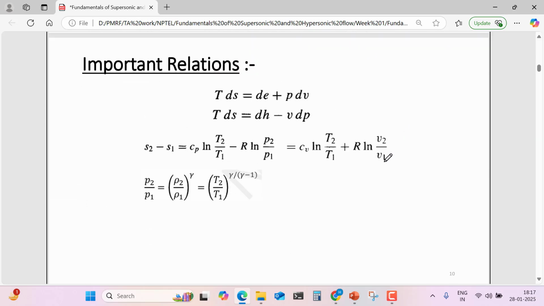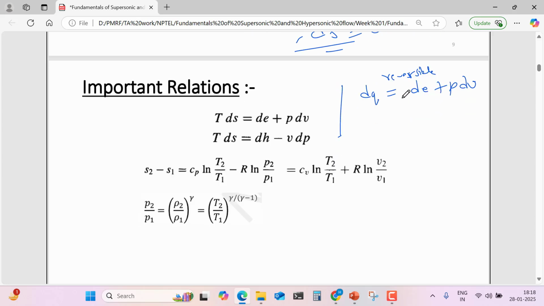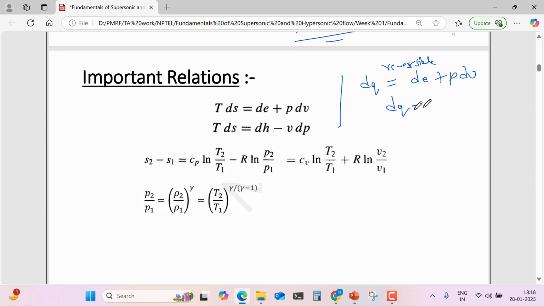These are some important relations in thermodynamics. TdS equal to dE plus PdV. We have seen the first law, dq equal to dE plus PdV. This was for a reversible system, and for a reversible system, dq equal to, if we write it in the form of entropy, TdS. If we substitute it, it will become TdS equal to dE plus PdV.